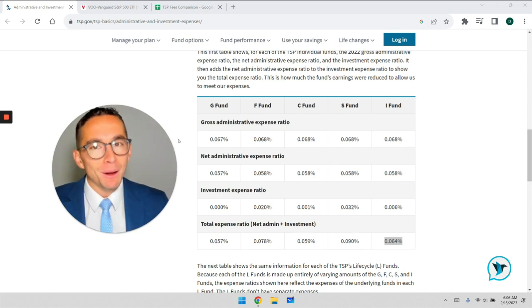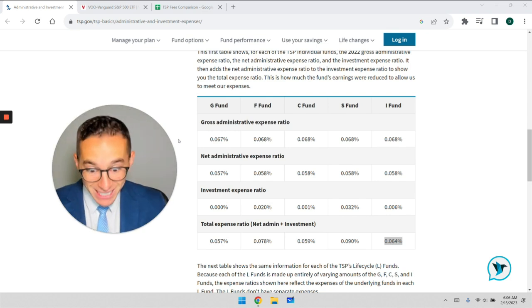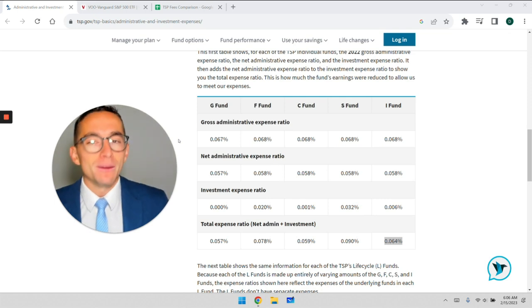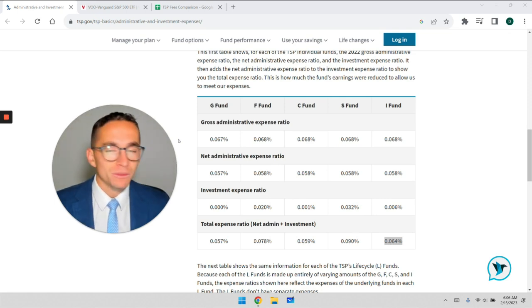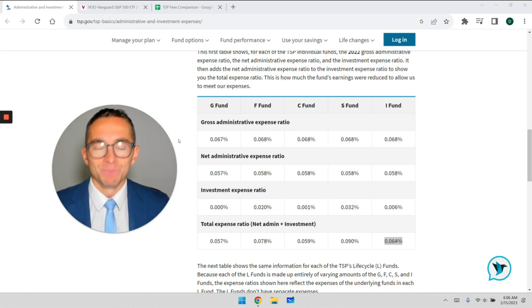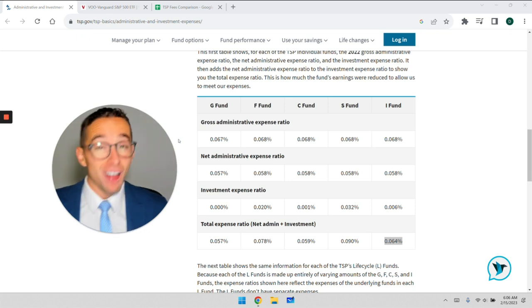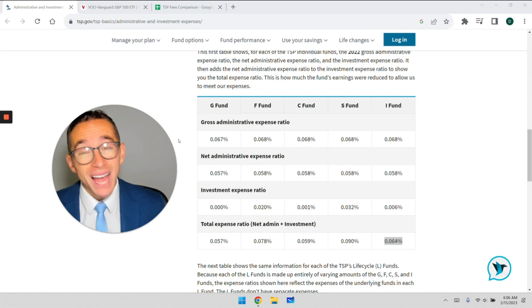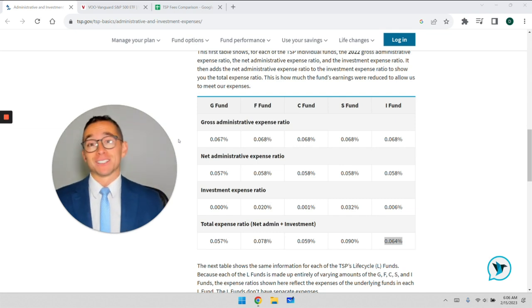But before you get mad about paying fees to the TSP for investing, we're going to talk about how that compares to if you were to invest outside the TSP, the actual dollar amounts we're talking about here, and how it affects you now and in retirement. That's what we're going to dive into today.